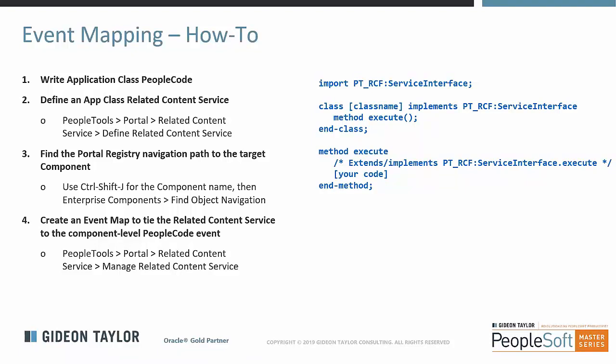So, a quick how-to. First thing you're going to do is write some code, and I've given you a stub here that is actually the one you want to use to write your code in. Again, grab the deck after the webinar, and you can use that as the framework to put your code in. You're going to define a related content service, and you're going to find the portal registry of your target component, and then you're going to create an event map that ties the related content service to the event, the PeopleCode event that you want that code to run in.